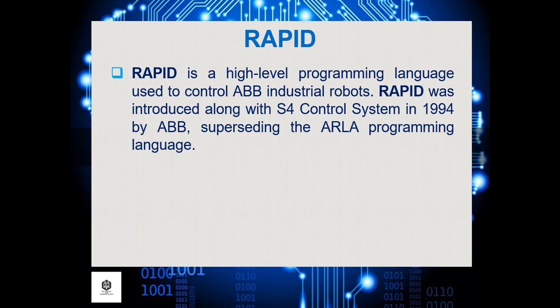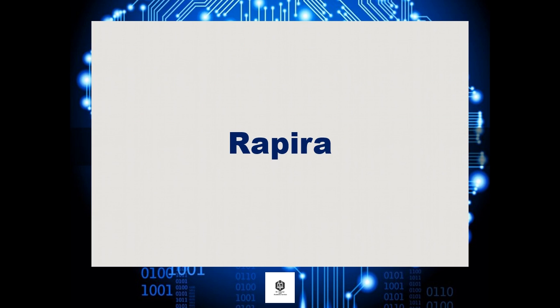RAPID. RAPID is a high-level programming language used to control ABB industrial robots. RAPID was introduced along with the S4 control system in 1994 by ABB, superseding the Erlang programming language. RAPIRA.